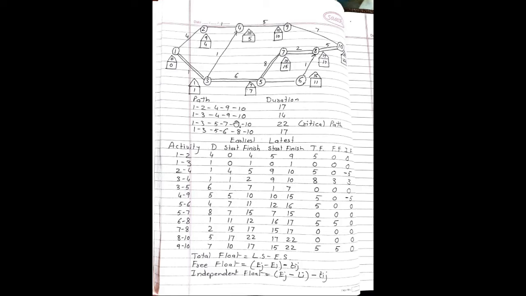3 to 5, where is 3 to 5? 3 to 5, finish is 7. 4 to 9 activity, finish is 15. So 4 to 9, finish value is 15. 5 to 6, finish is 16.